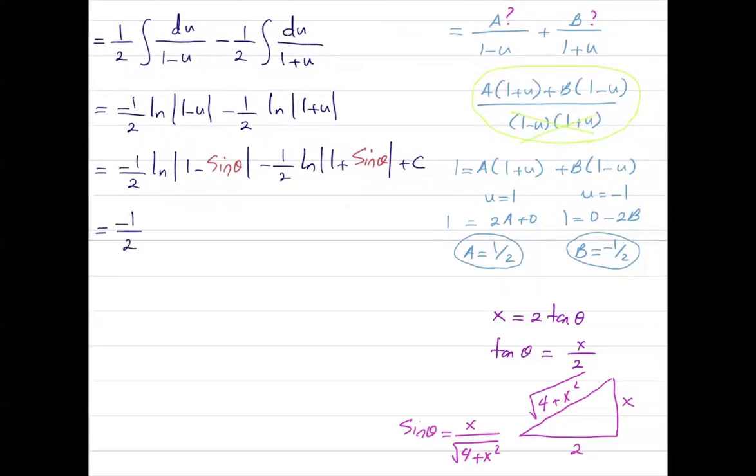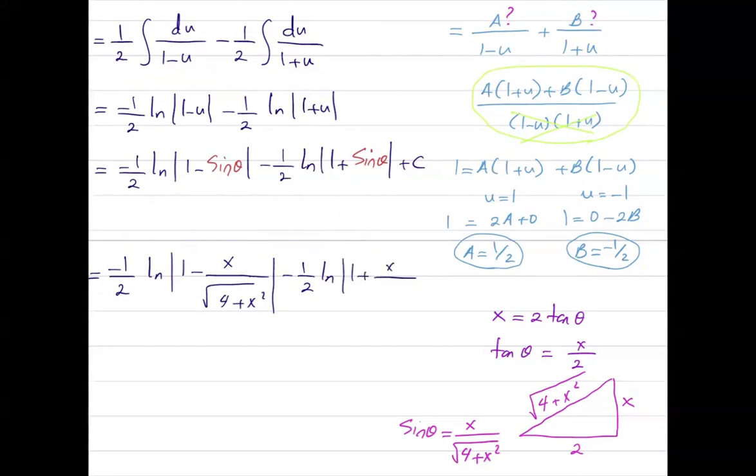Or leave it as negative a half ln of absolute value of 1 minus x divided by square root of 4 plus x squared minus a half ln of absolute value of 1 plus x divided by square root of 4 plus x squared plus constant of integration. The rest is simplifying ln as much as you can.